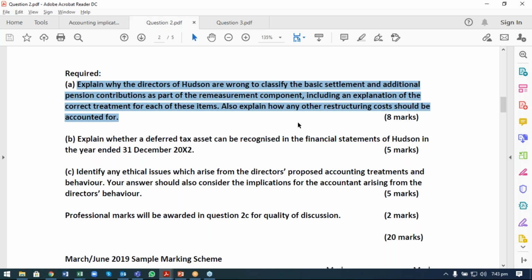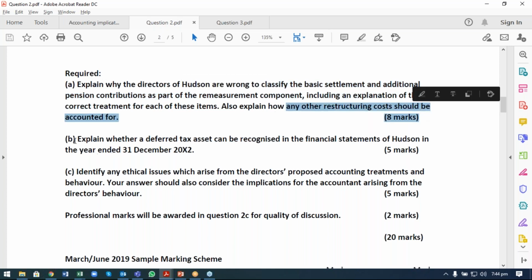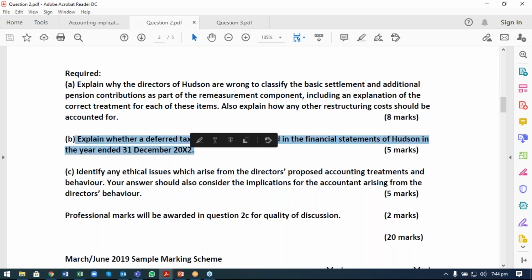So under IAS 37, the provisions, contingent assets and liability standard will give you complete guidance on how a provision should be recorded as a result of a restructuring plan of a company, right? So we need to look into 2 standards. First one is IAS 19 employee benefits and second one is IAS 37, right? In the next requirement, explain whether a deferred tax asset can be recognized in the financial statements of Hudson at 31 December. So in this case, we need to account for the IAS 12 taxation standard.